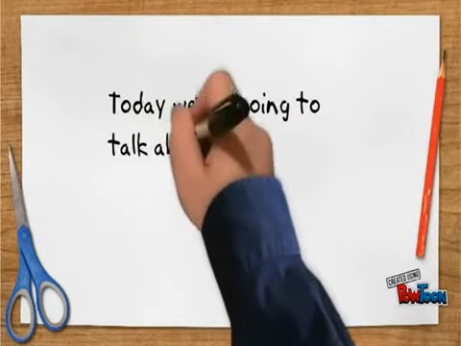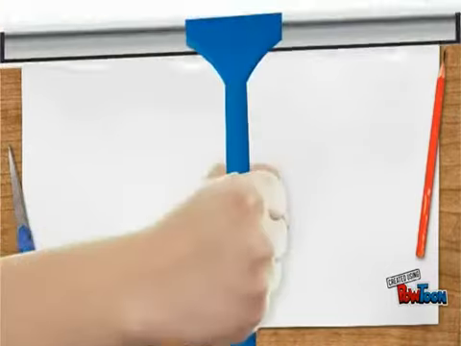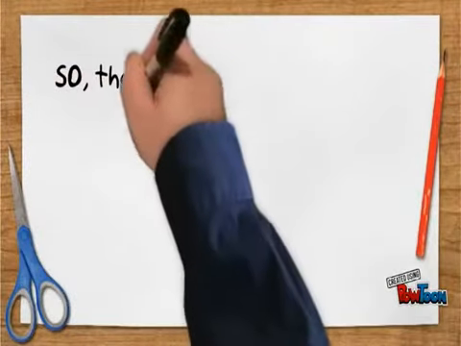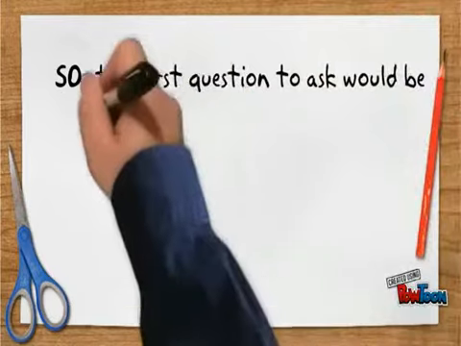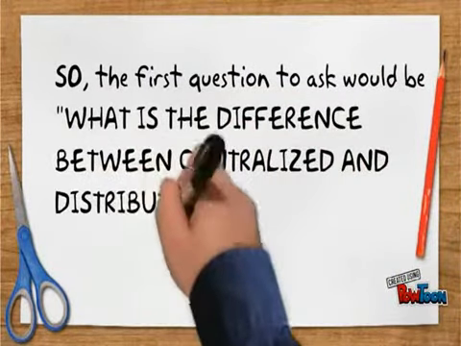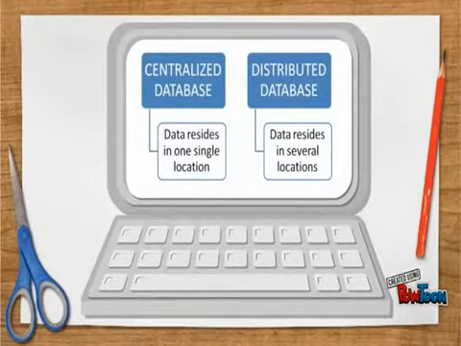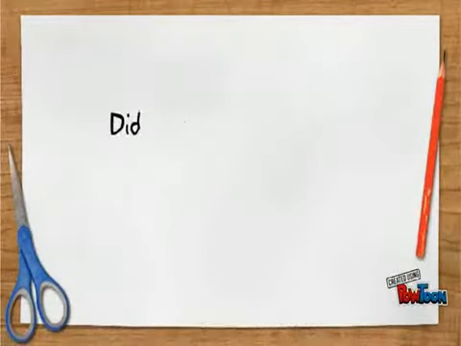Today we are going to talk about distributed database. So, the first question to ask would be, what is the difference between centralized and distributed databases? Centralized database, data resides in one location. Distributed database, data resides in several locations.